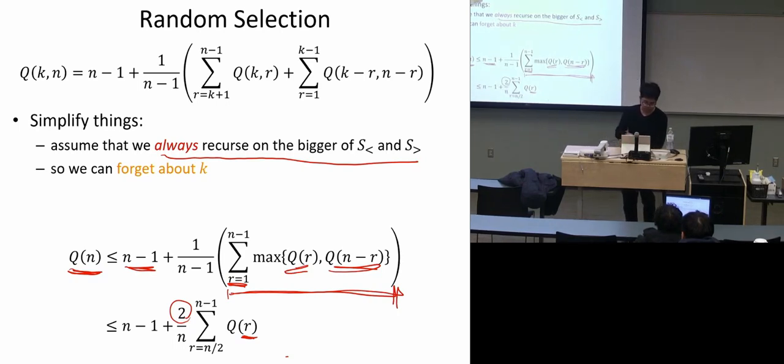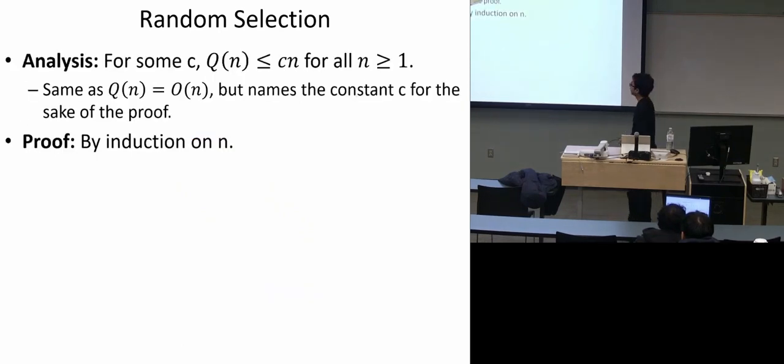Now this looks kind of simple enough, and we're going to analyze that. We try to prove that Q of n is linear, that is O of n. To prove that it's O of n, we basically need to show that there is some constant c such that Q of n is at most Cn for all n.